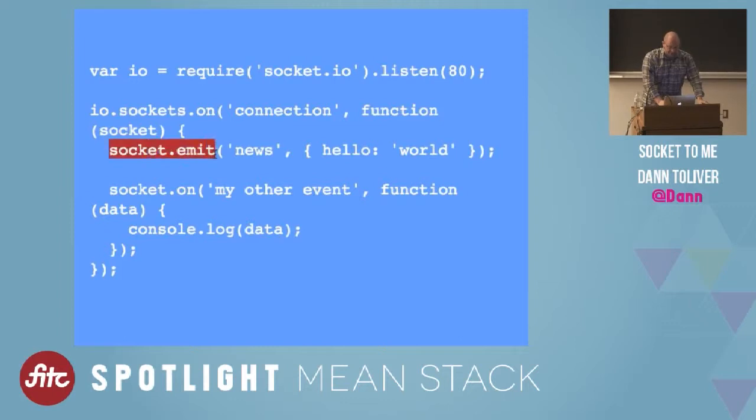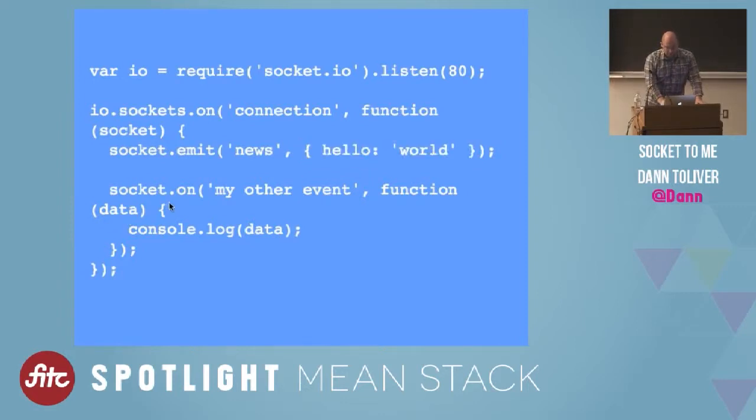And then we're going to say socket.emit, so we're using the socket object that we're handed, and that's going to send a message that is of type news and has this as its data. We can pass any object we want in as the data for that. It gets serialized, put on the wire, and then automatically deserialized on the other side.